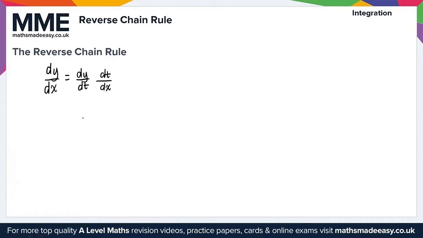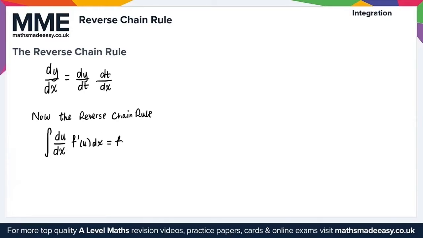Okay, now the reverse chain rule. So now the reverse chain rule here is simply as follows. This is the integral here of du by dx, so du by dx times by f prime of u, so f prime of u, and we're integrating here with respect to x. Okay, and this result is simply equal to f of u plus c.